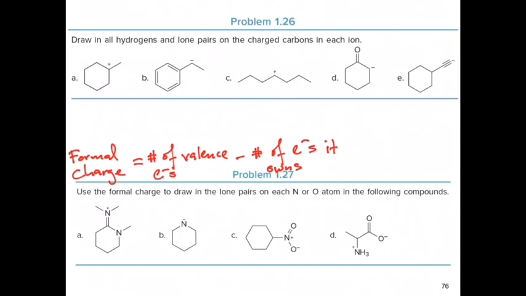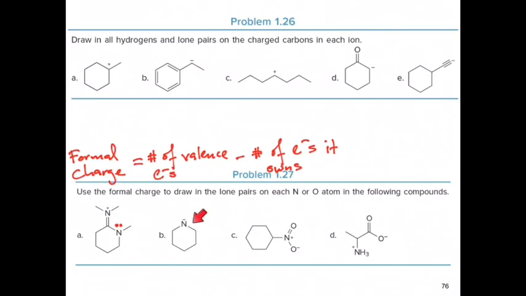And so it says use the formal charge to draw in the lone pairs on each nitrogen in the following compounds. All right, so no lone pairs here, but for this specific nitrogen, in order for this to have a neutral charge, as it does now, it should have a lone pair. All right, so the number of valence electrons is 5 for this nitrogen minus a total of 5 owned by this nitrogen equals 0. All right, what about for B?